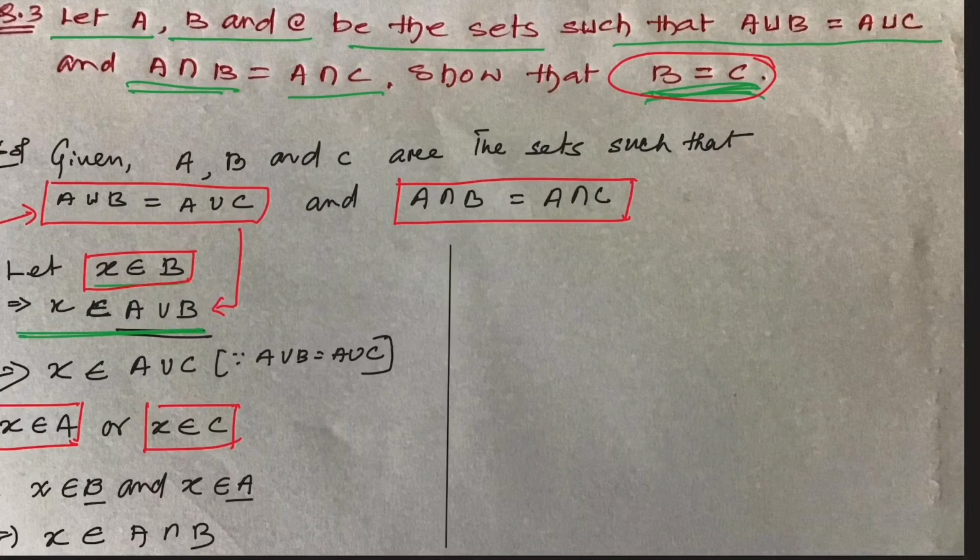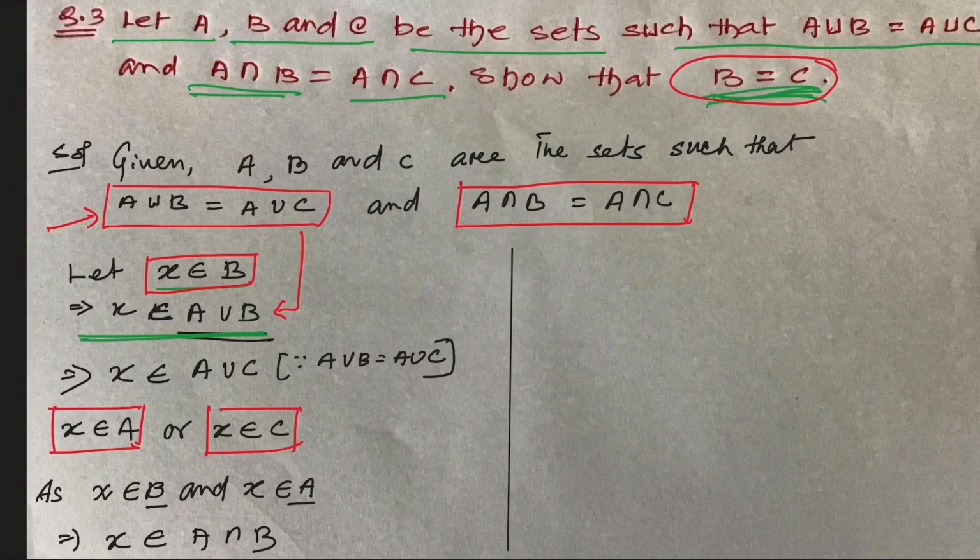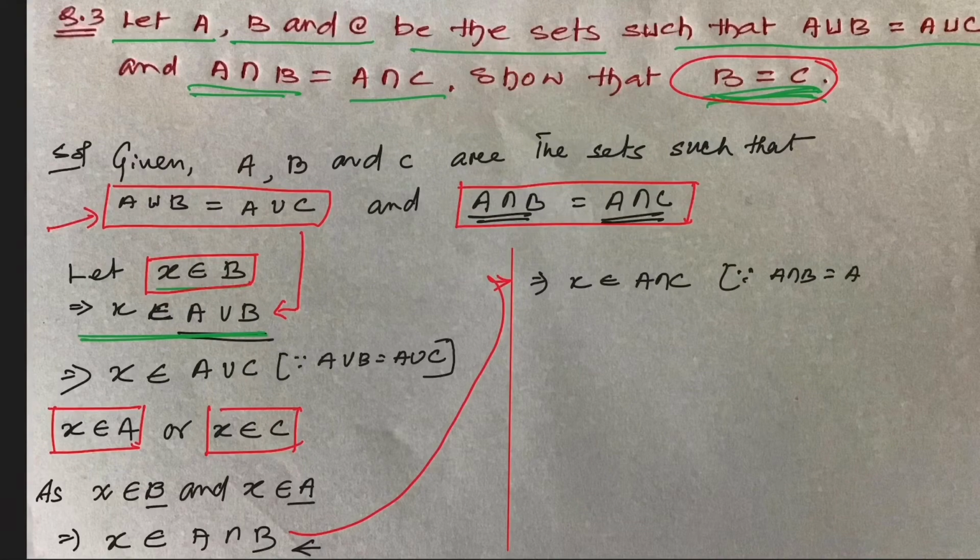Okay, so now let me solve the next part here. So the next part is done here. x belongs to A and x belongs to B, that's why we have got x belongs to A intersection B. Again here you see, A intersection B is equal to A intersection C, so that's why this implies x belongs to A intersection C, since A intersection B is equal to A intersection C.